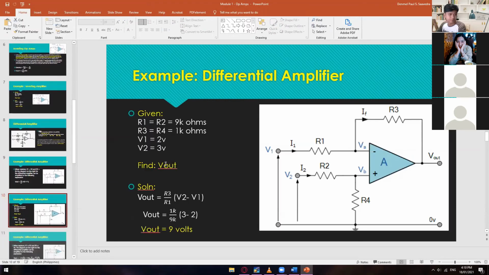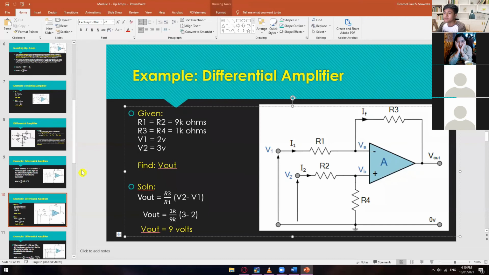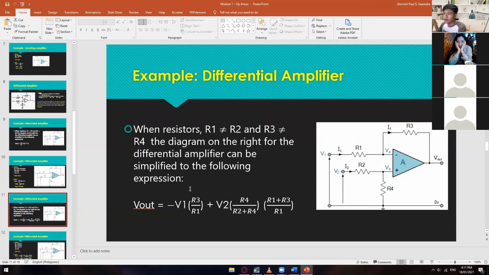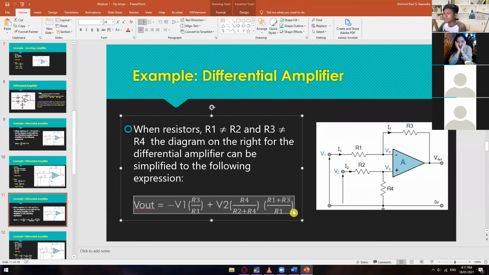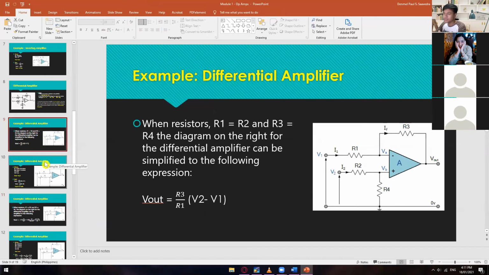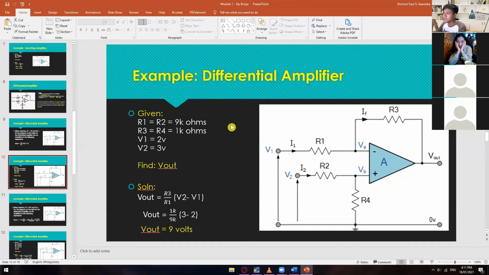However, if you have different values, like R1 which is not equal to your R2, and then R3 which is also not equal with your R4, you'll have to use a more complicated formula. But for now, we will discuss the common or the same resistor, so we will go back to that one later. So let's have this example for a differential amplifier wherein they have the same values of resistance.